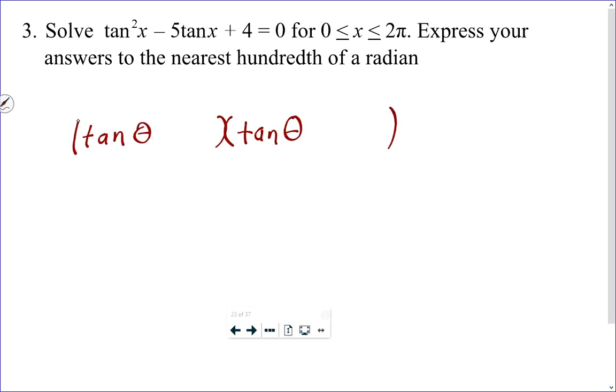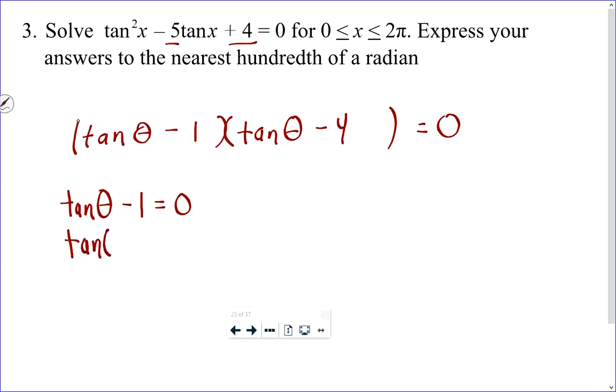What two numbers multiply to give 4 and add to give negative 5? One and 4. Negative 1 and negative 4. So tangent of theta minus 1 is 0, which means tangent of theta is 1. Here, tangent of theta minus 4 equals 0, which means tangent of theta equals 4.